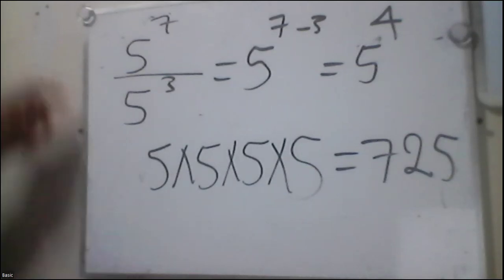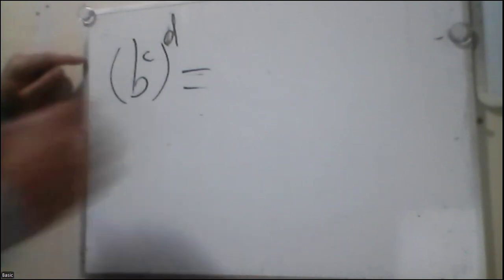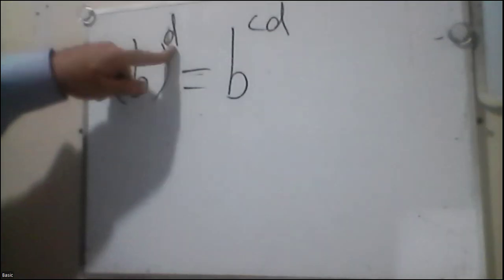The third formula in the exponential goes like this. I will say b power c, and the c itself is carried up into d. Then in that case, if I want to untie it or just to solve it, I would say b power c d. So I multiply this power by this power.